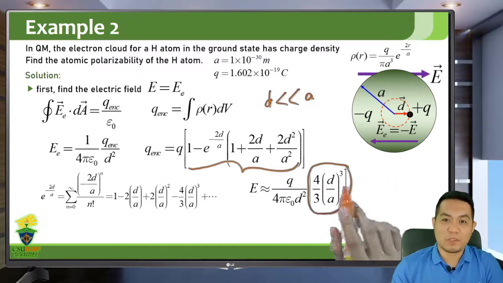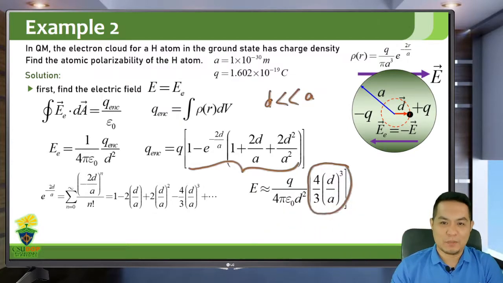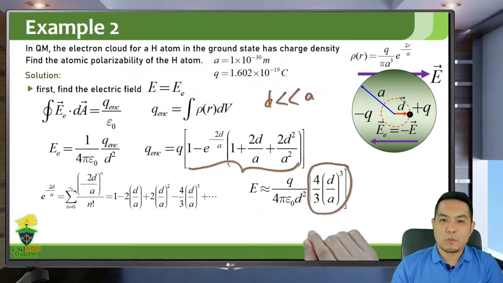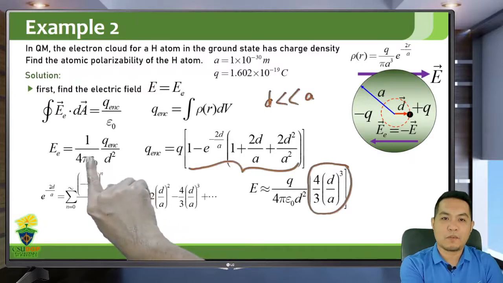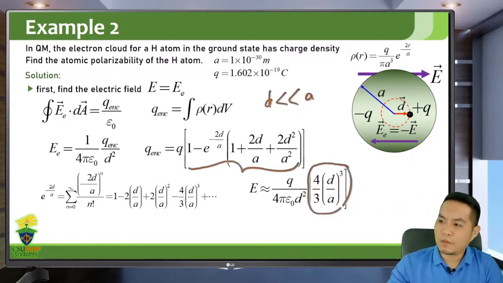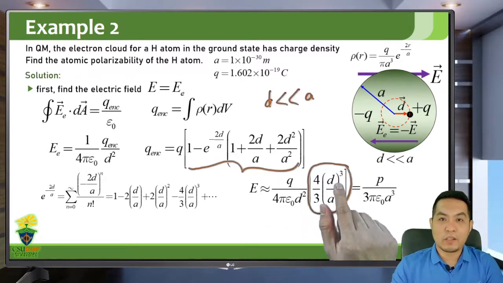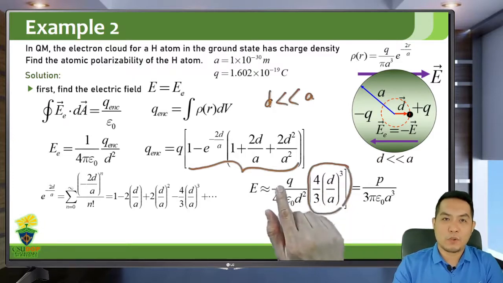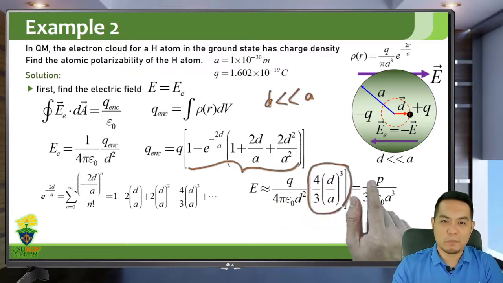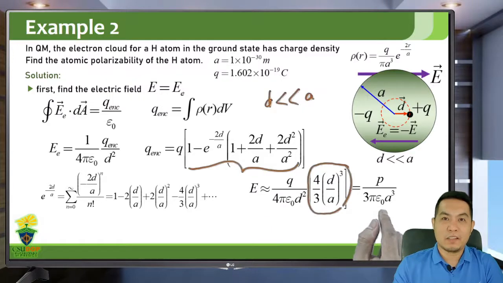And how about d to the 4th? So we can neglect the higher powers of d. Okay, so we just expand up to d over a cubed, and our Q enclosed is just Q times this term here. So you have d squared here, you have d cubed, so you have d times q times d, that's just your dipole moment p, and the 4 cancels out, so you have 3 pi epsilon naught a cubed.